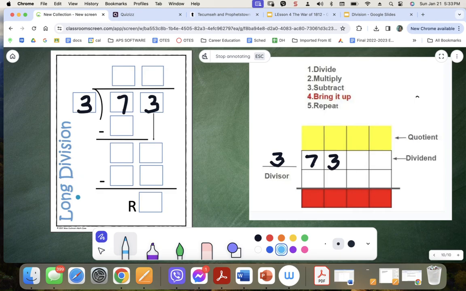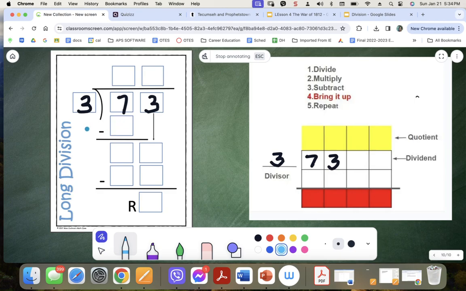Like I mentioned earlier, the box method and the long division are exactly alike. The only difference is that in the long division we bring down the number, and in the box method, we bring up the number. Okay? So let's go ahead and solve this long division.